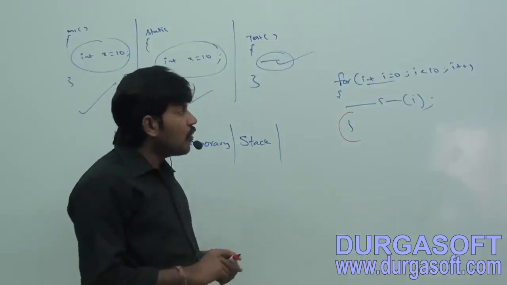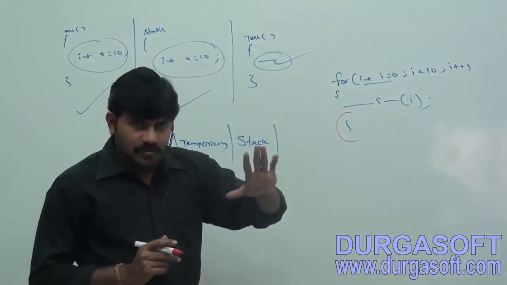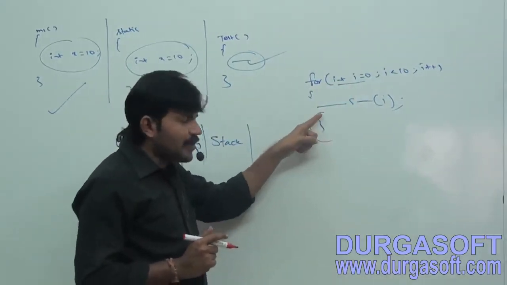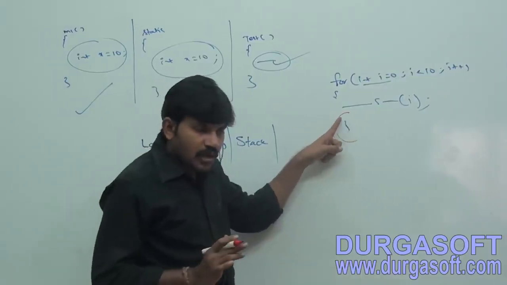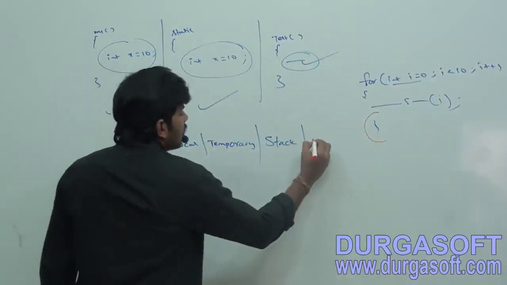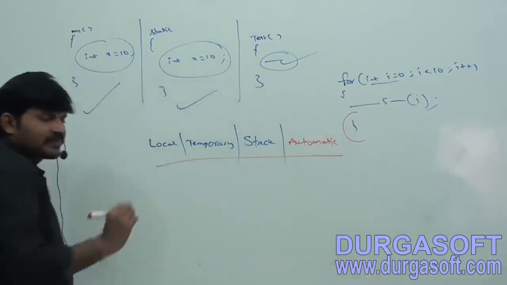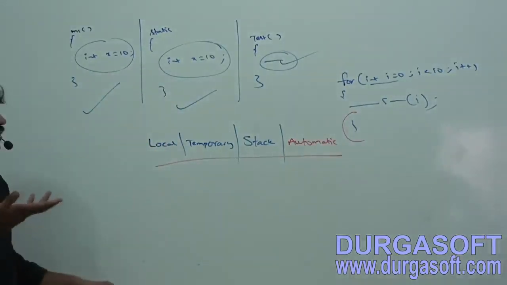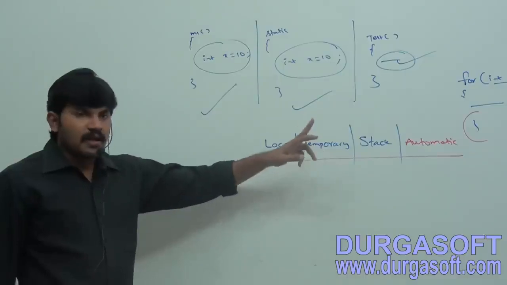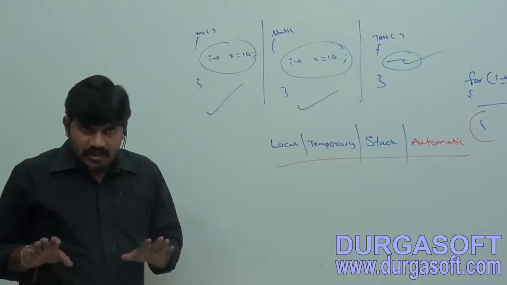That's why local variables are automatic variables. Sometimes available, sometimes not available. Within the curly braces available; if you come out of the curly braces, automatically not available. That's why local variables are also known as automatic variables. There are multiple other words for local variable: temporary variables, stack variables, or automatic variables, right? I hope you people are aware clearly, right?